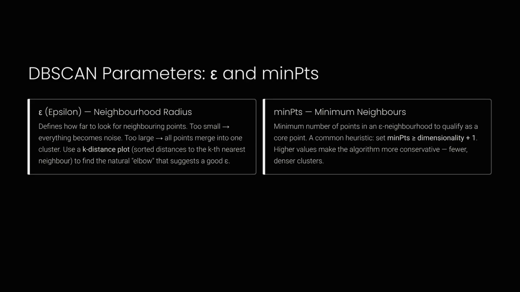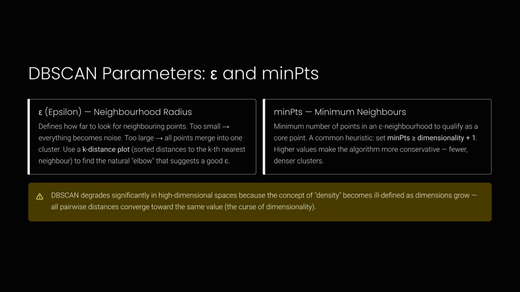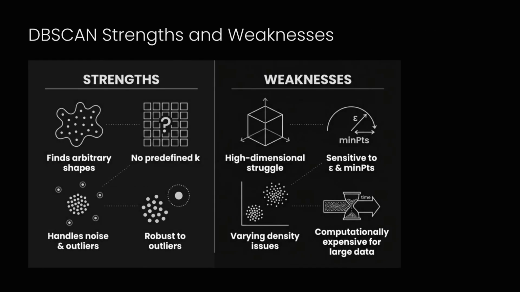a core point. Parameter tuning is critical. Use a k-distance plot to find a good elbow point for epsilon, and set min-PTs higher than the dimensionality for reliable results. Be aware that DBSCAN struggles with the curse of dimensionality.